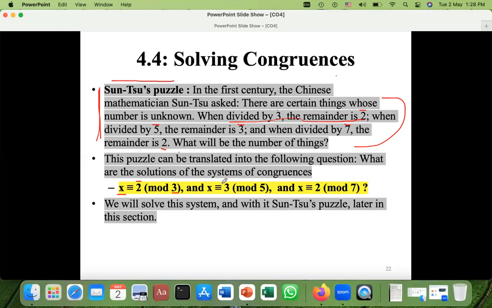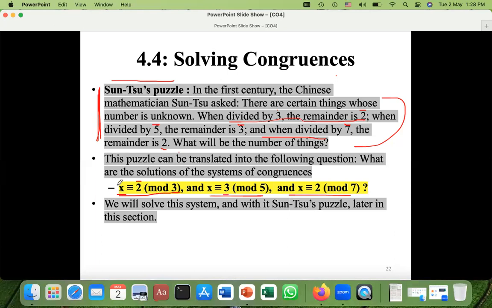And similarly, he said that the number is not known. When you divide that number with 5, you will have 3 as a remainder. So this is the form of congruence, x congruent to 3 mod 5. And similarly for the last statement. So this is what he's talking about, congruences in a simple form. So this is the puzzle. So now you have to find that unknown number.